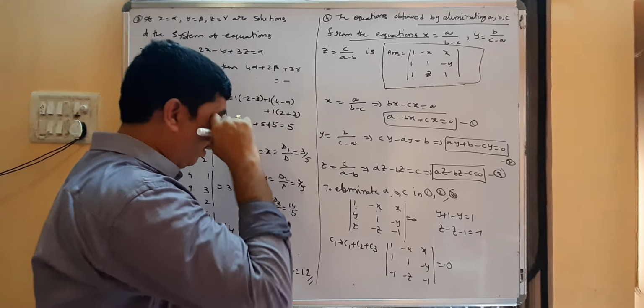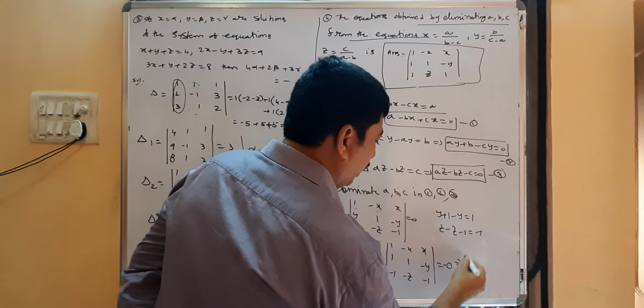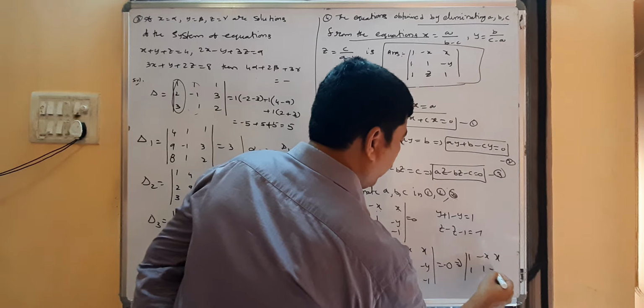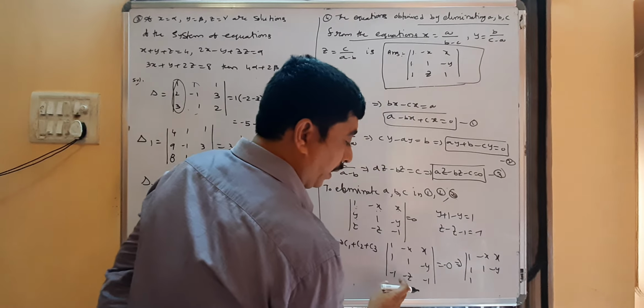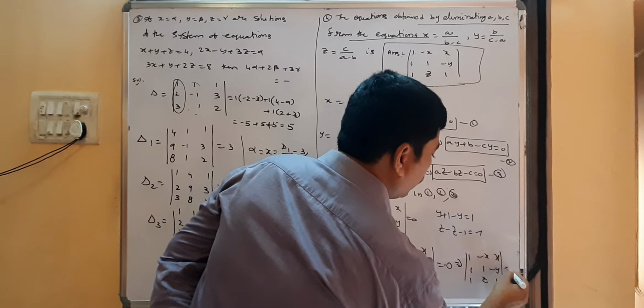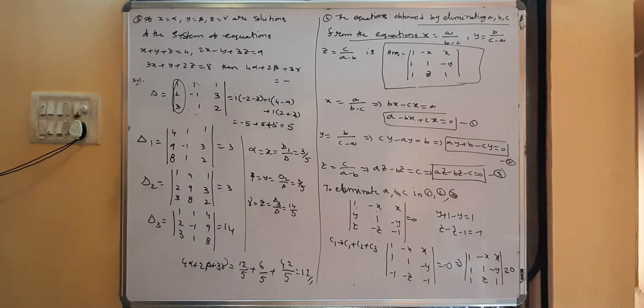Third column multiply by minus. Third row multiply by minus. We get 1 minus x, 1 minus y, 1, minus 1 becomes plus 1, minus z becomes plus z, minus 1 becomes plus 1, equal to 0. That is the answer.